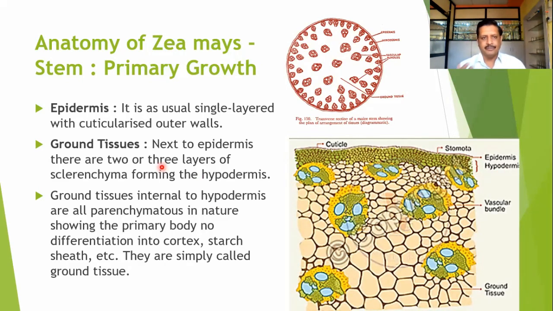Ground tissue starts next to the epidermis with another 3 to 4 layered cells of sclerenchymatous or collenchymatous cells, and they form the hypodermis layer. Here you can observe that. Then the hypodermis is continued with the ground tissue, and it is parenchymatous. So differentiation into cortex and starch sheath is absent, and it is simply called the ground tissue. There is no different cell structure in it. Actually from this cell to the center, we find the same type of parenchymatous cells, and because of that it is just called the ground tissue.